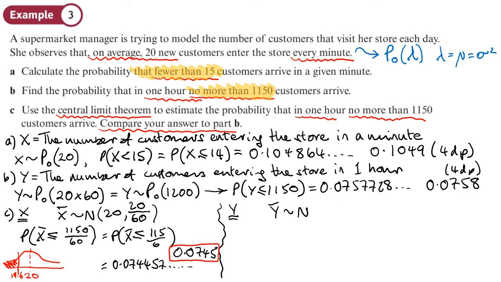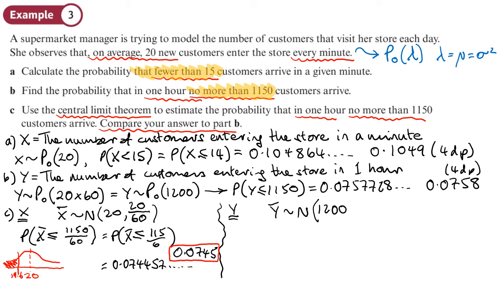So this is one way to do it. Another way to do it is to say, right, let's use the random variable y, which is the number of customers arriving in a minute. Now, if we do that, it's still going to be normally distributed. Sorry, not in a minute, in an hour.